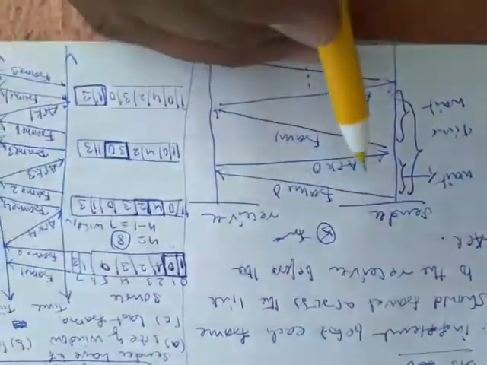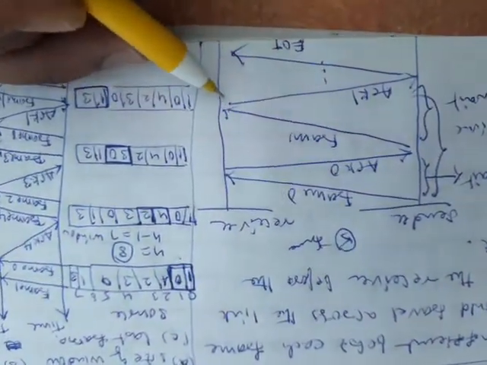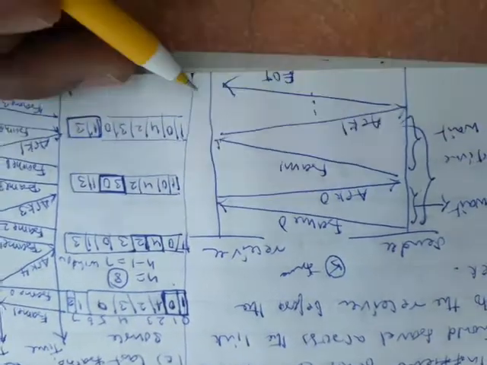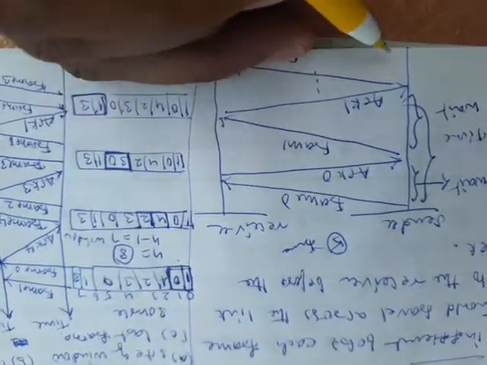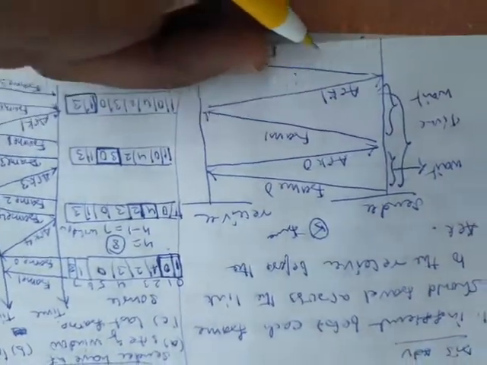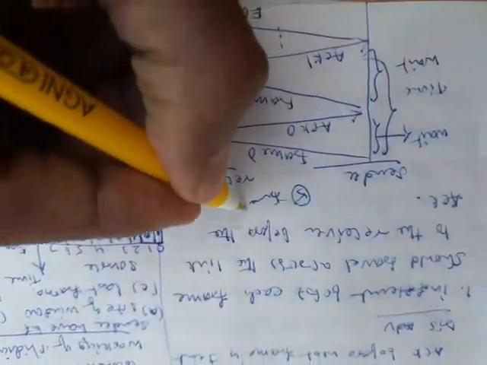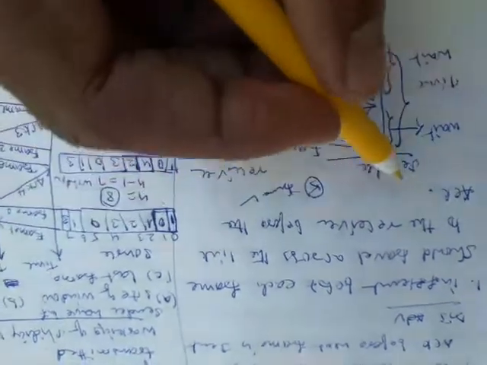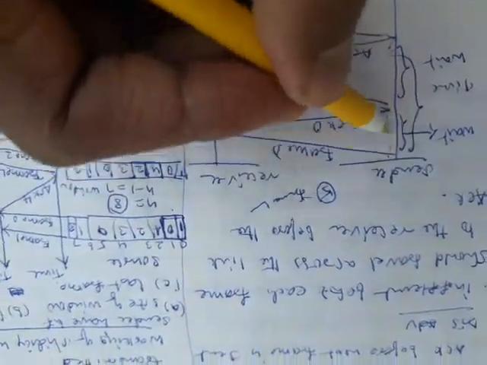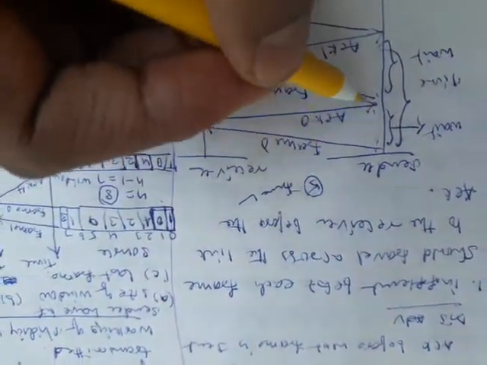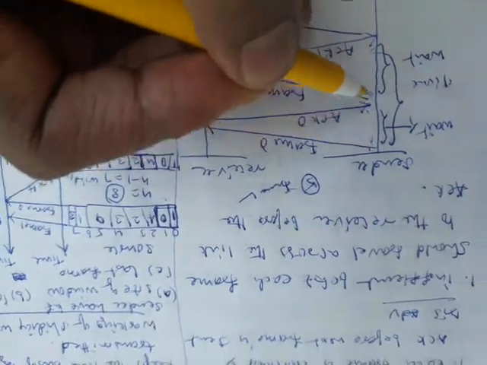Next, you send one more frame, and you get acknowledgement 1. Then frame 2, acknowledgement 2, frame 3, acknowledgement 3, and so on up to the end of the transmission, up to the 5 frames. This gap between the frame and the acknowledgement is called a timeout or time period.